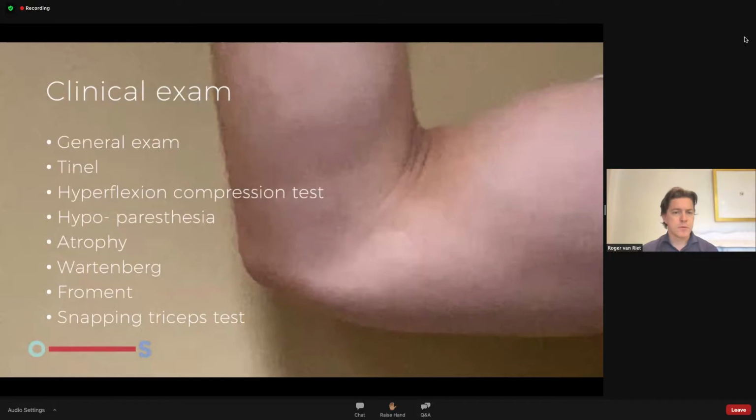They can have paresthesia during the day, like I said, while they're riding a bike or in the car, etc. And then even further, atrophy, Wartenberg sign, and I'll show you later on what that means, Froment's sign, and then we have the snapping triceps test we will talk about later on as well.